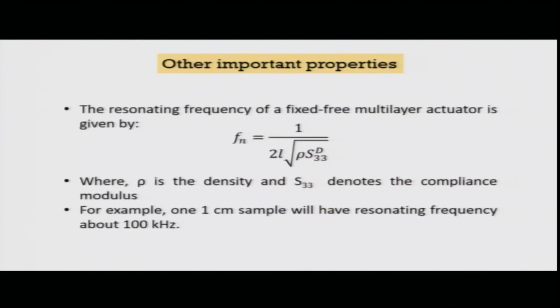Another important factor in this design issue is the resonating frequency. For high frequency applications this is important, because the resonating frequency varies with the length, density and the compliance modulus. So, for example, for a 1 centimeter sample, the resonating frequency comes out at about 100 kilohertz. So, this is important for ultrasonics or motor-like applications.